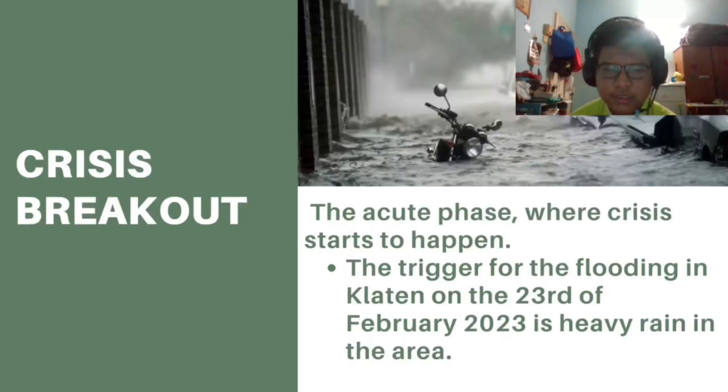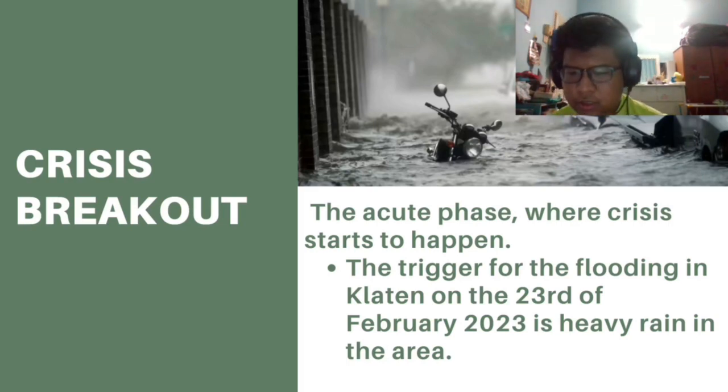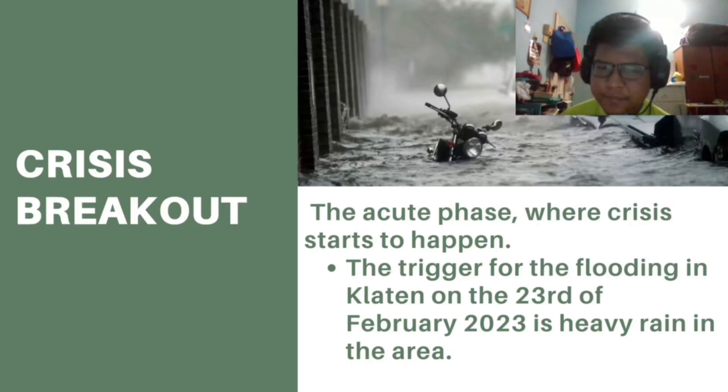For the acute phase, crisis breakout, water started flowing. Water from the river and the drains started overflowing when the rain doesn't stop, and it starts to flood other areas in the Klaten region. One recent example is on the 23rd of February 2023, where the trigger for the flooding in the area was heavy rain.